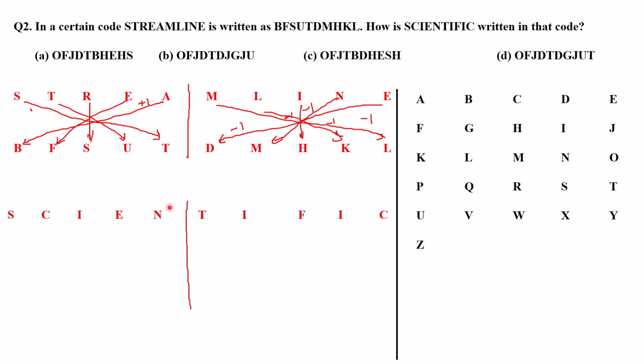So first we have to start from N. After N is O. Okay, so I'm writing here: after N is O, after E is F, after I is J, after C is D, and after S is T.